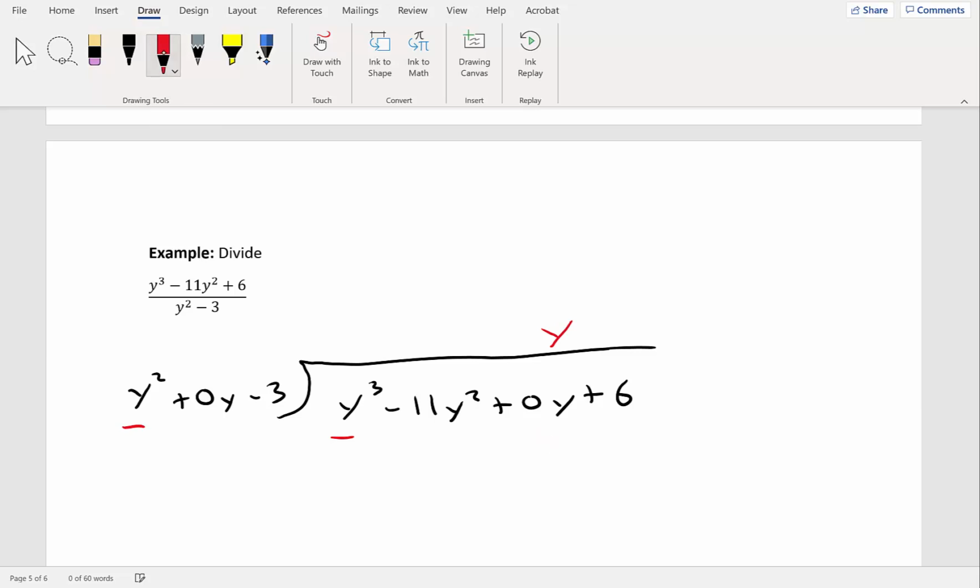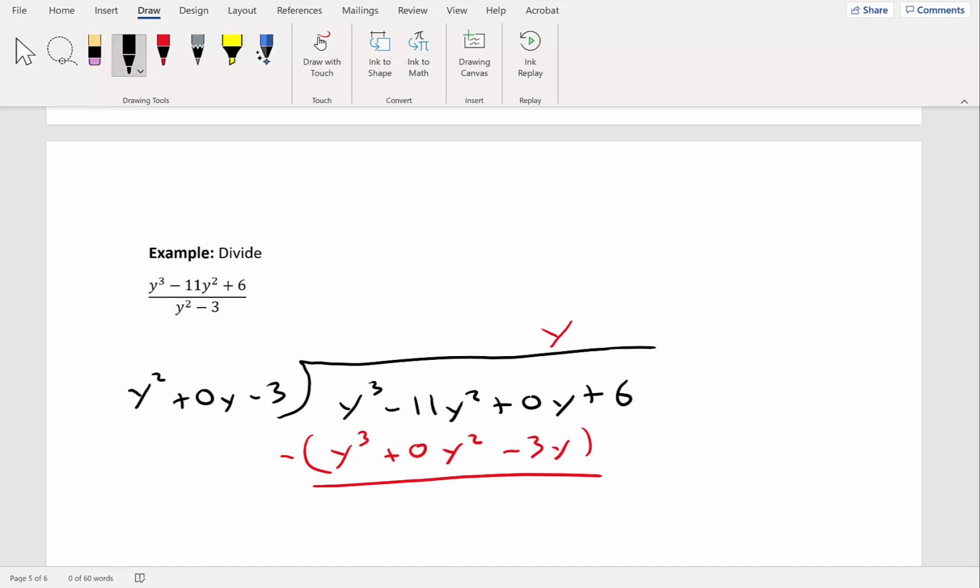So now let's go ahead and multiply. So y times y squared, I get y cubed. Y times 0y, I'm going to put this as 0y squared. And now y times negative 3, I get negative 3y. And now let's go ahead and subtract.